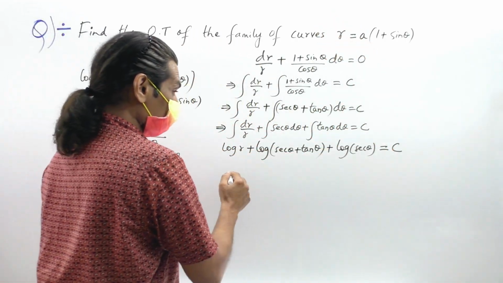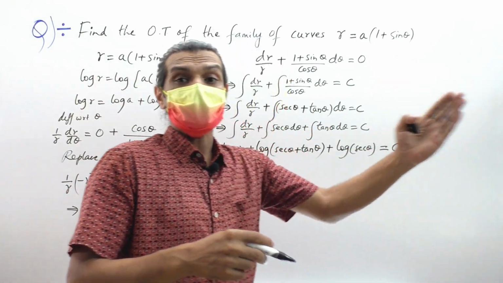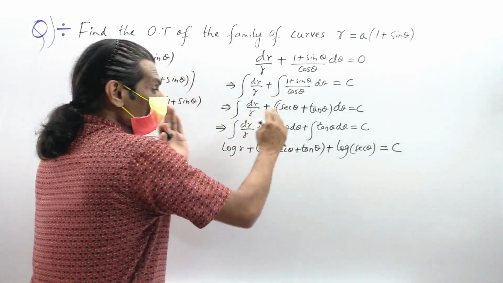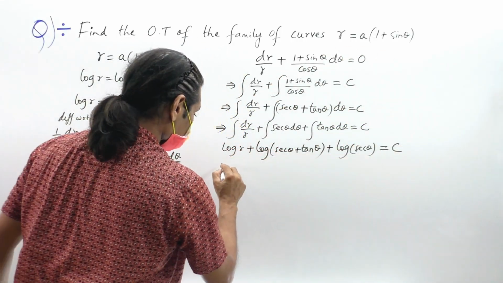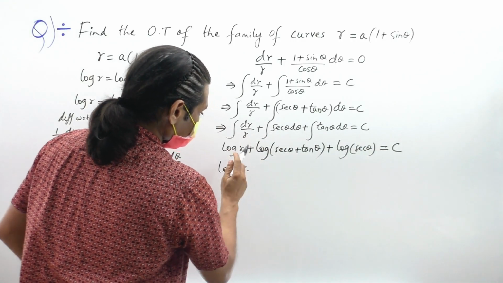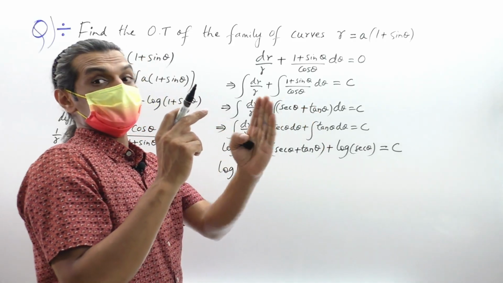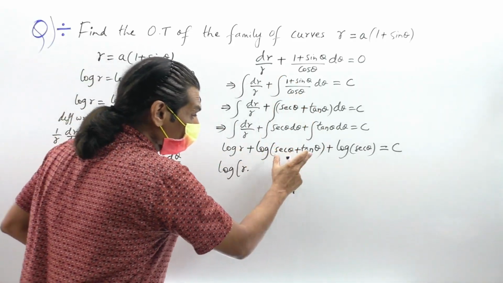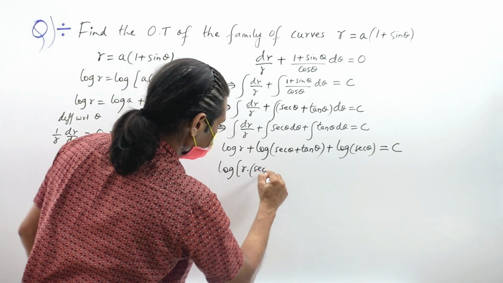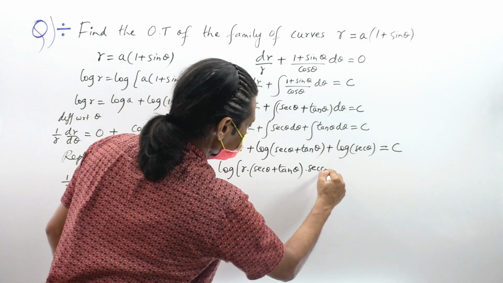Now again, see, log a plus log b plus log c. What is log a into b? Log a plus log b. So log a plus log b plus log c is log abc. So inside the bracket we have a single function: r into secant theta plus tan theta into secant theta.